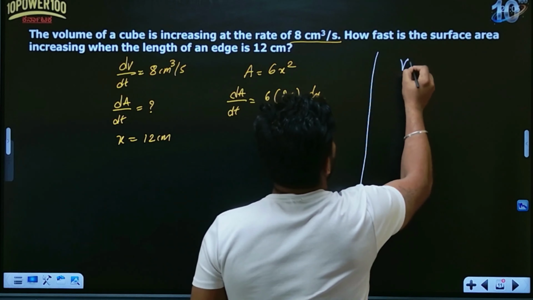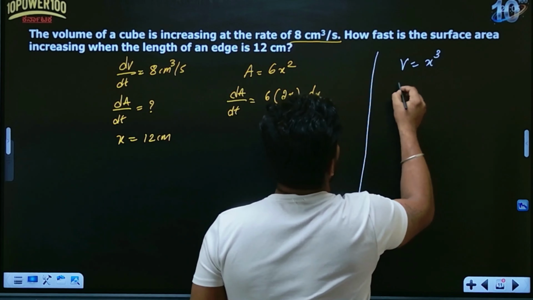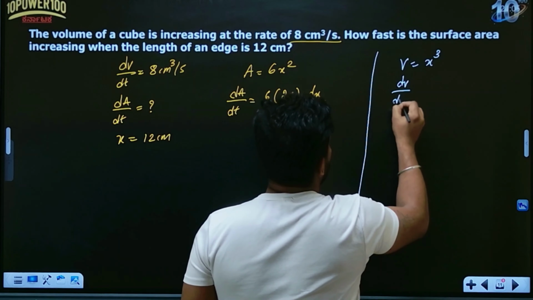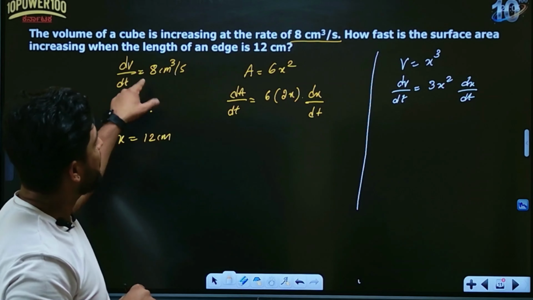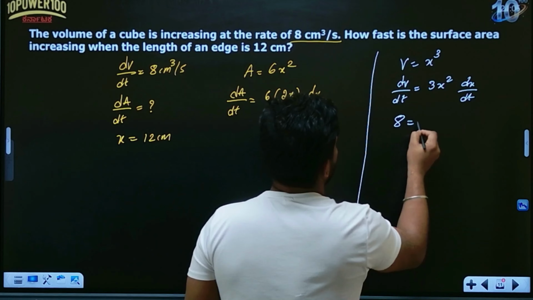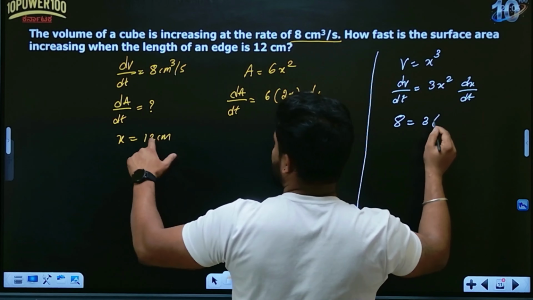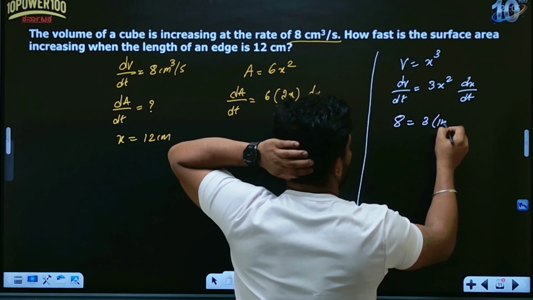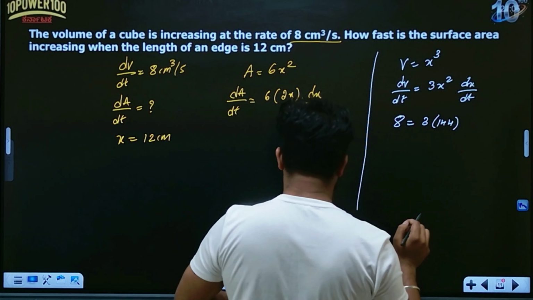So volume is equal to x cube. So let's do dV by dt. dV by dt is equal to 3x square into dx by dt. So now let's substitute this 8. If you substitute here, 8 is equal to 3 x square, x is 12, so 12 square is 144. Okay, let's keep the 12 square as it is.